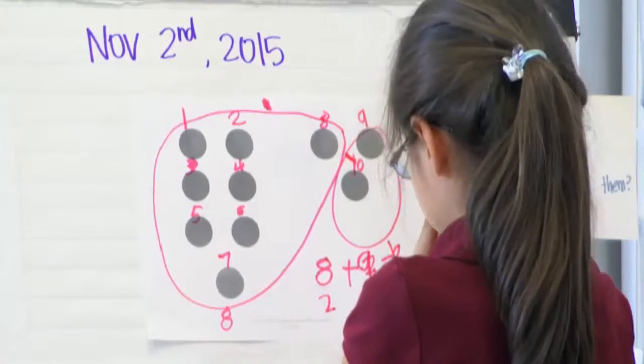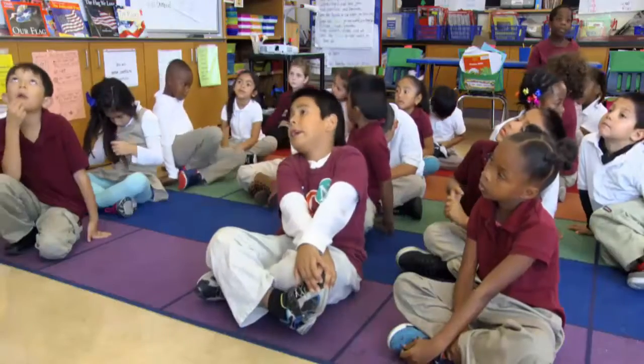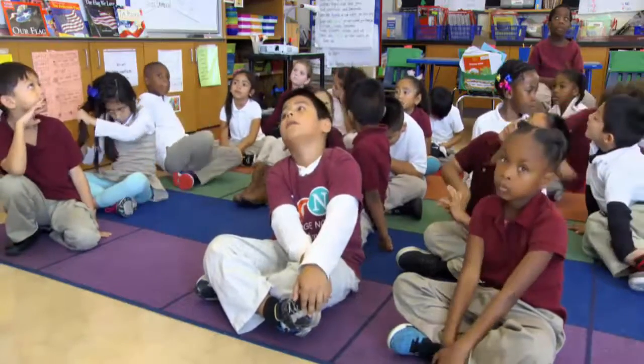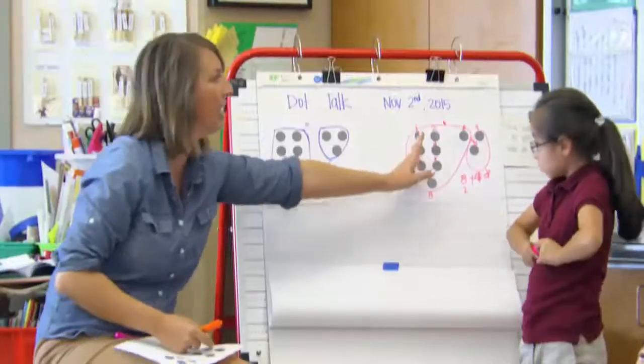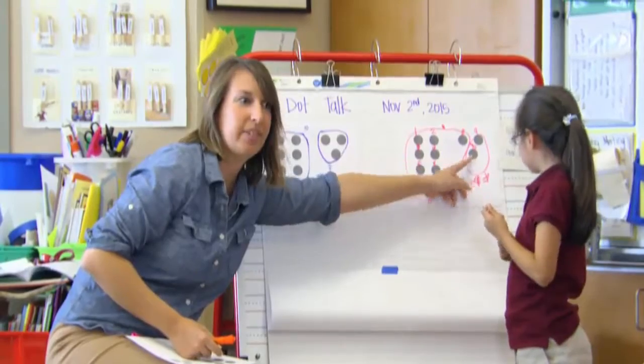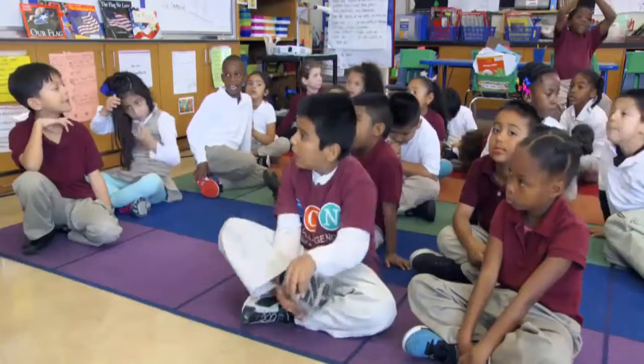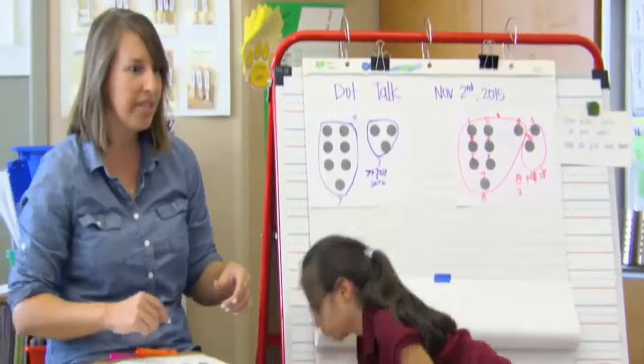So the first partner was what, everyone? 8. And the second partnership was? 2. So we had 8 and? Which equaled how many altogether? All right, let's give 2 snaps to Esperanza.